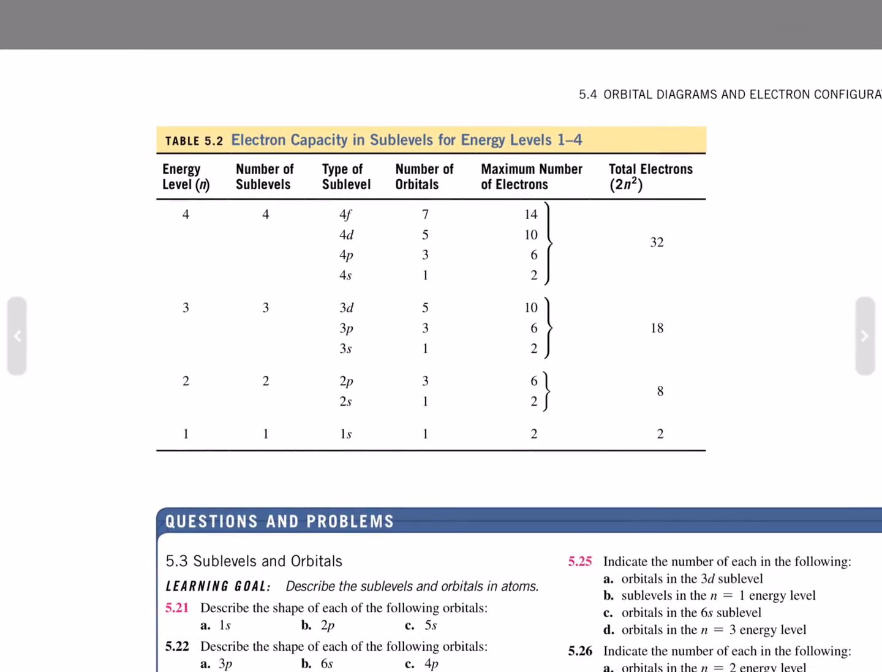Energy level 1 has one sublevel, 1s, with 1 orbital in it, with 2 electrons total. Energy level 2 has 2 sublevels, s and p. There is 1 orbital in s, 3 in p, for a total of 8 electrons. Energy level 3 has 3 sublevels, s, p, and d. There is 1 orbital in s, 3 in p, 5 in d, for a total of 18 electrons. Energy level 4 has 4 types of sublevels, s, p, d, and f. s has 1 orbital, p has 3, d has 5, f has 7, for a total of 32 electrons.